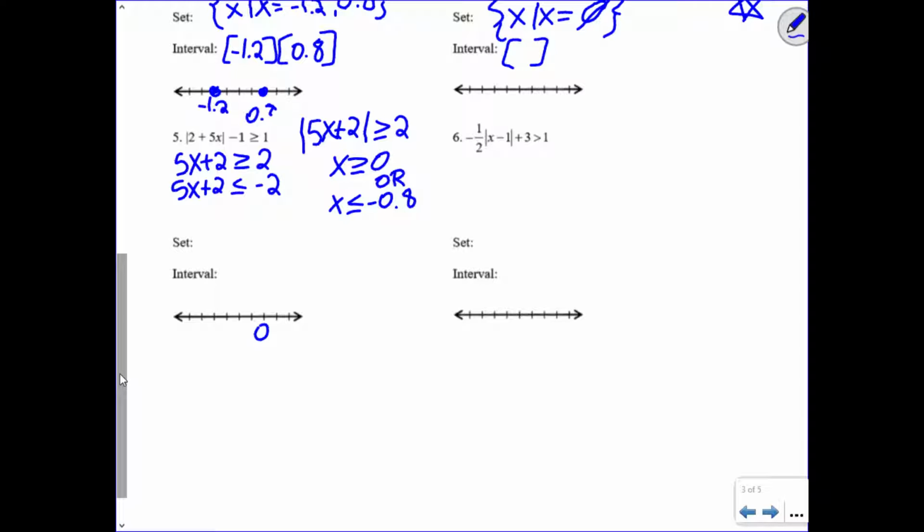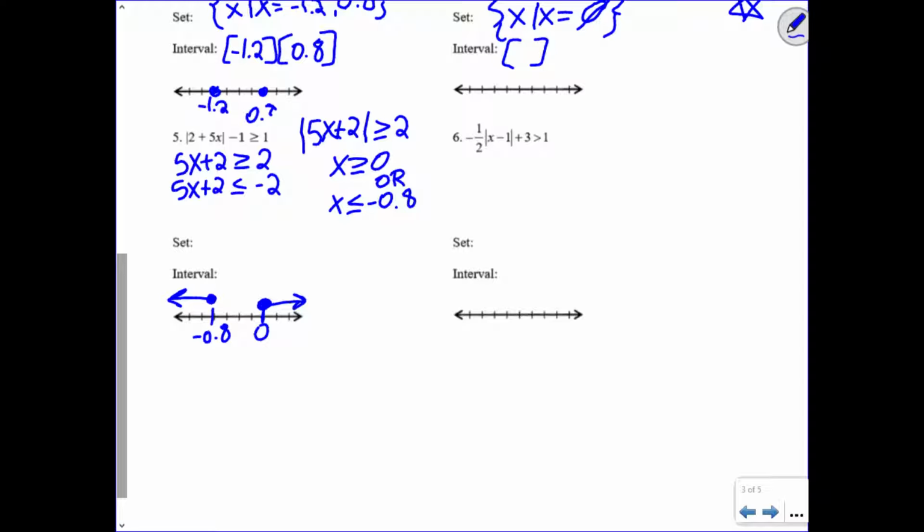I'm going to call this right here 0. What kind of circle? Closed circle is 0. And if I want it to be greater than, that way. And then I have right here, I'm going to call that negative 0.8. And I want it to be less than or equal to that. Closed circle. Remember, your OR graph is like this, separated, going like this. Alright, everybody okay with the graph?